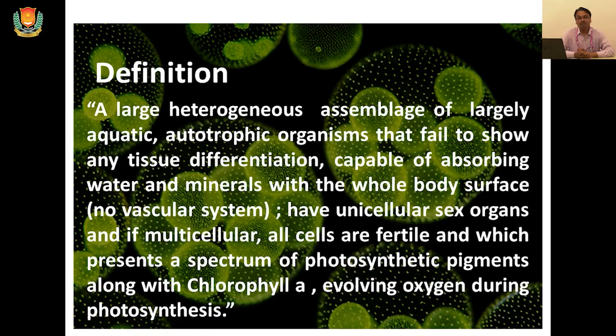They are largely autotrophic as well. Most of the algae are autotrophic. They are capable of synthesizing their own food. But there are certain other organisms which may enter into a symbiotic relationship, which may also have a mixotrophic mode of nutrition. So, a large heterogeneous assemblage of largely aquatic autotrophic organisms that fail to show any tissue differentiation is related with the thalloid organization. So it has a vegetative body which is not differentiated into stem, roots, leaves and all these structures.